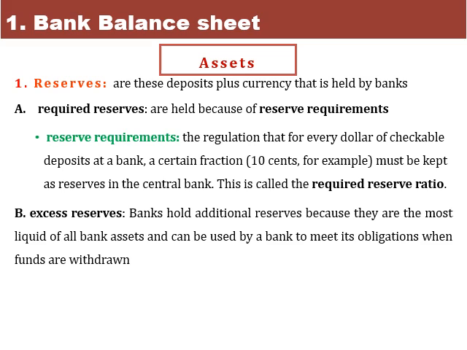Now let's move to the items that are classified as assets in the bank balance sheet. Here the first item is called reserves, which are the deposits plus currency held by banks. So all banks hold some of the funds they acquire as deposits in an account at the central bank. However, these reserves do not earn any interest. Banks hold them for two reasons. Some reserves are called required reserves, which are held because of reserve requirements.